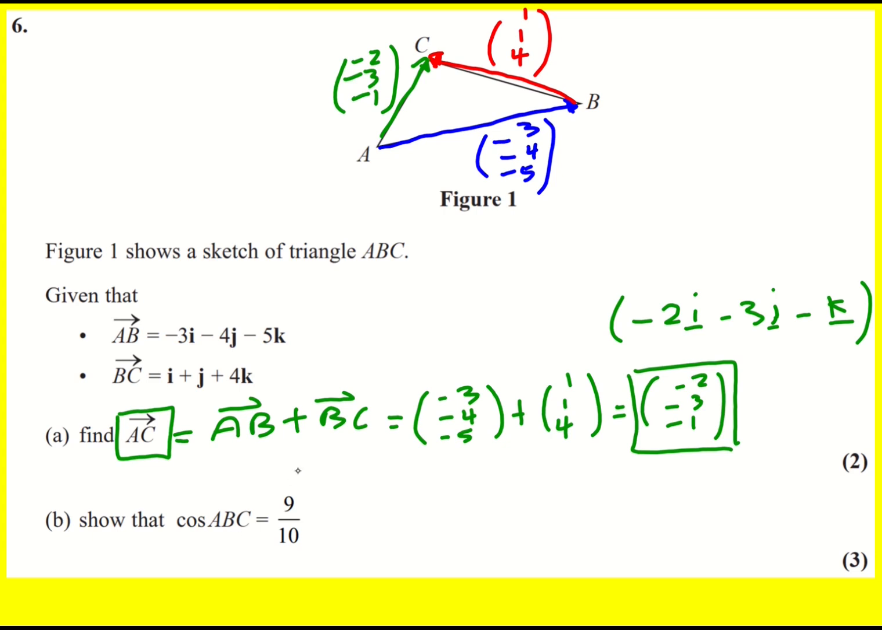So then I have to show that cos ABC is 9/10. ABC is this angle here. I'm going to turn this into a trigonometry problem and use the cosine rule. So for that, I'll need the lengths of the triangle's sides.